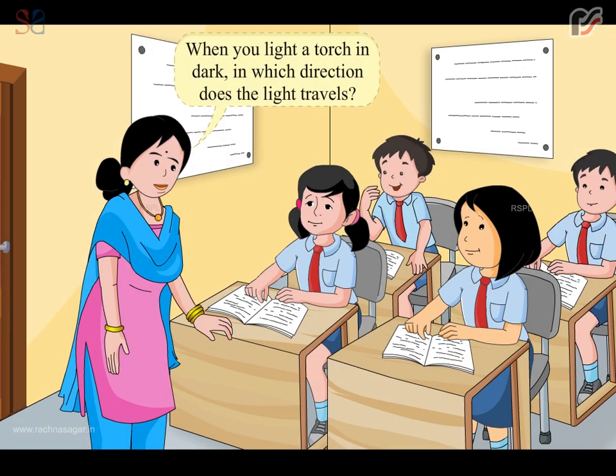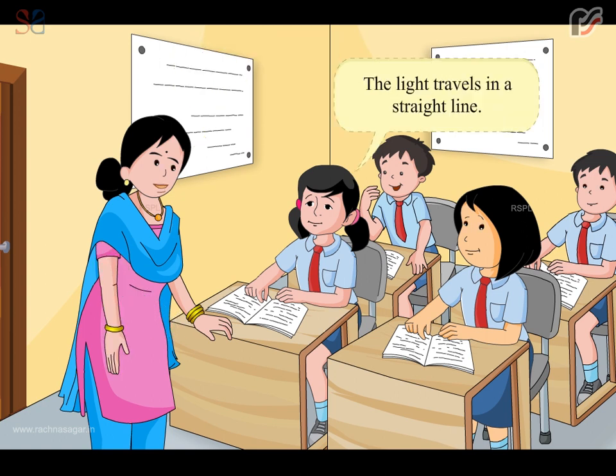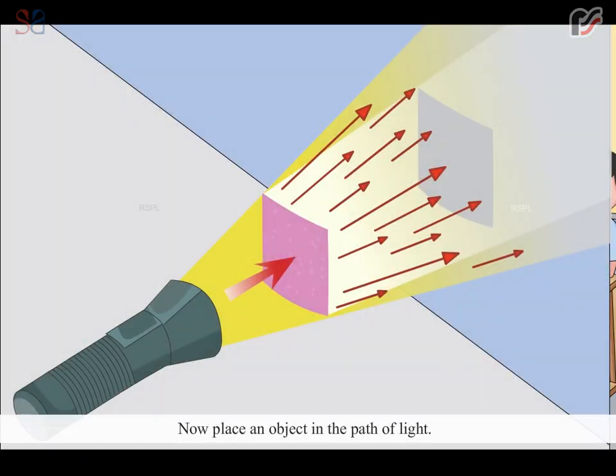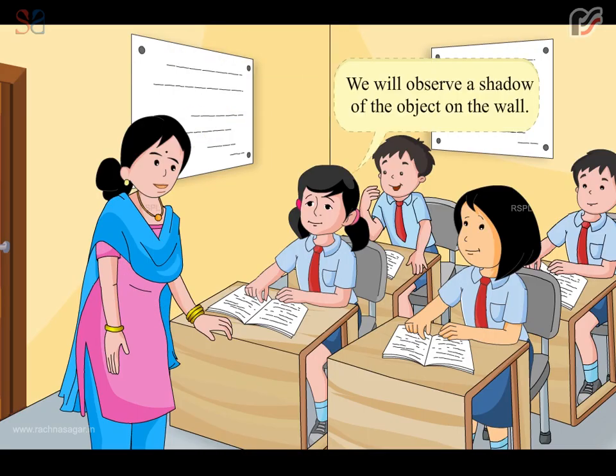When you light a torch in the dark, in which direction does the light travel? The light travels in a straight line. Now place an object in the path of light. What do you observe? We will observe a shadow of the object on the wall.